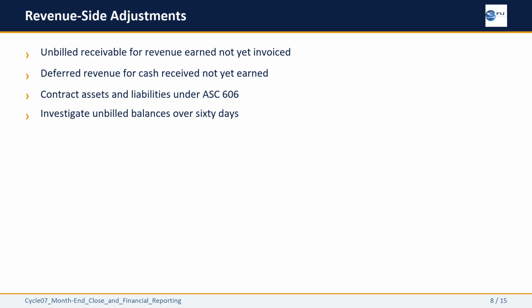Cash received for obligations not yet fulfilled, reviewed each period and rolled forward. Third, for complex multi-element contracts, the transaction price is allocated across each performance obligation, and the contract asset or liability is updated as estimates change.